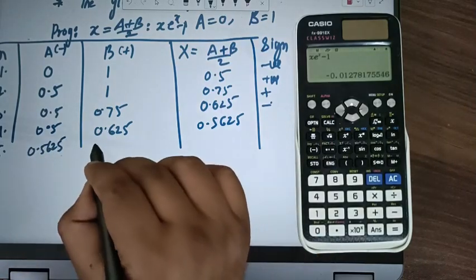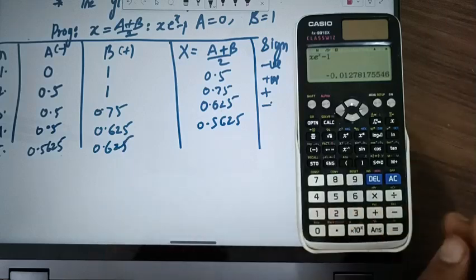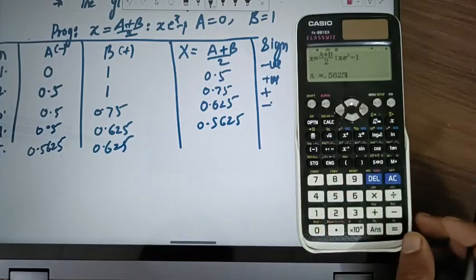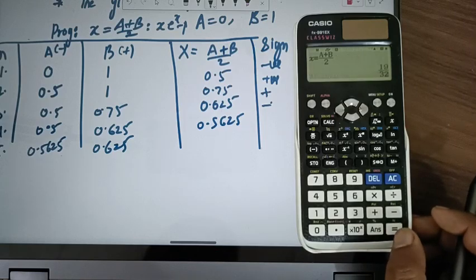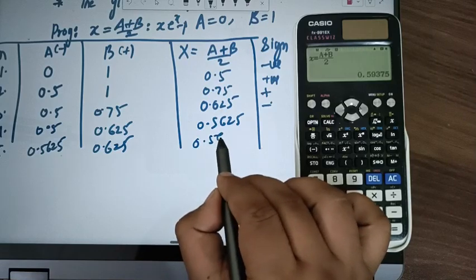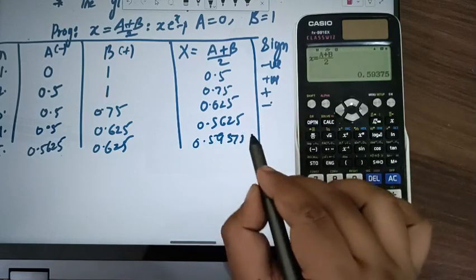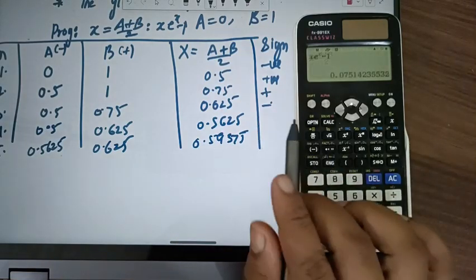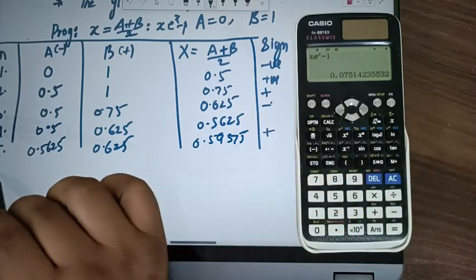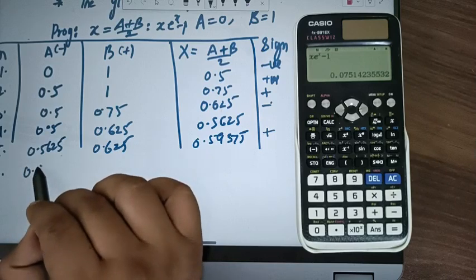And the value of b is 0.625. Press equal, change the value of a to 0.5625, then press equal. Now what about the value of x? The new value of x is 0.59375, then press equal, and you check the sign. The sign is positive. If the sign is positive, then in the next iteration the value of b will change.